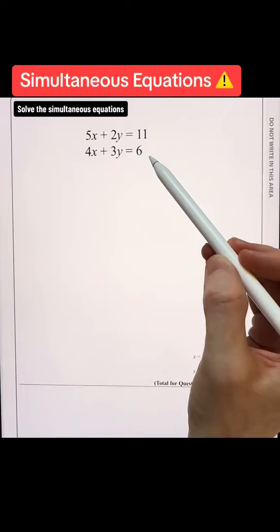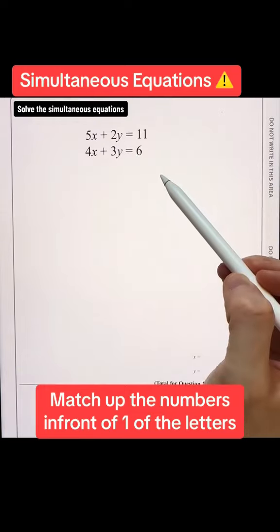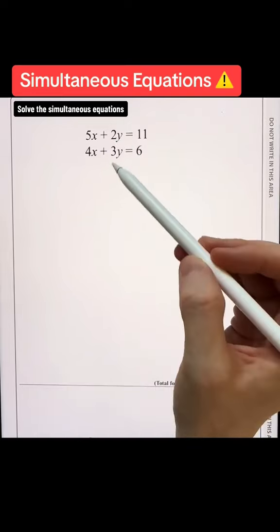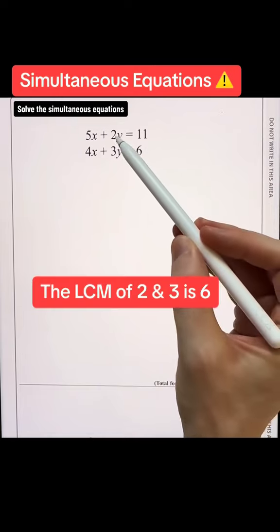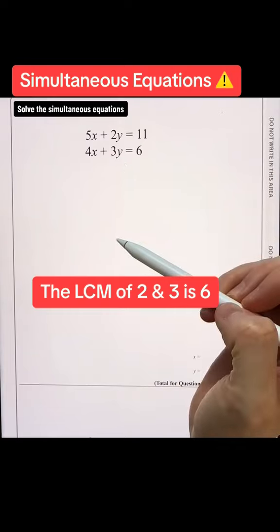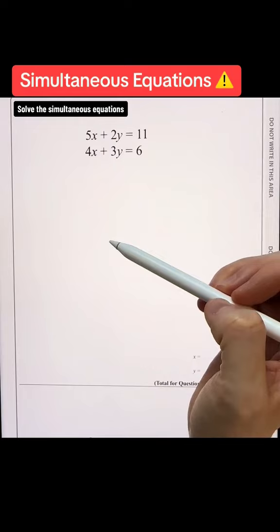When solving simultaneous equations, my first step is to match up the numbers in front of one of the letters. As neither x or y are currently matching, I'm going to choose to match my y terms. Look at the numbers in front of y. The lowest common multiple, the first number that appears in the 2 and 3 times table, is 6. So I want each of my y terms to start with the number 6.